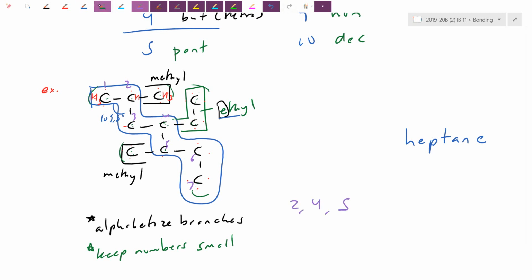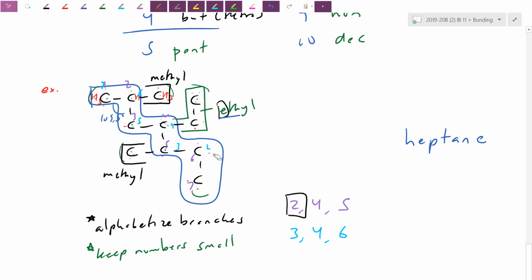What if I numbered it the other way? This turns out to be the wrong way this time. 1, 2, 3, 4, 5, 6, 7. That time, the first branch, actually, I have nothing at 2. My first branch actually occurs at 3, 4, and 6. I don't really need to look at all the branches. I'm looking for the first position that's different. I want to keep the branch at the lowest number possible because the 2 way is going to be lower.